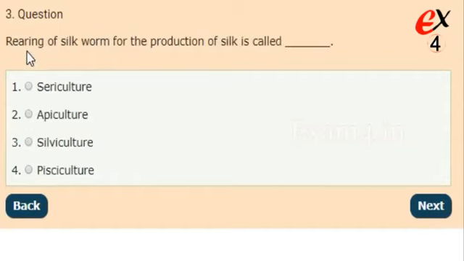Next. Rearing of silkworm for the production of silk is called. Options: sericulture, apiculture, silviculture, pisciculture. Answer is option 1, sericulture.